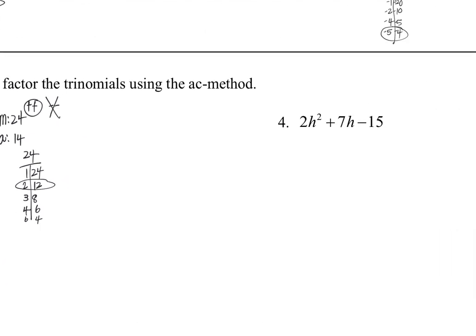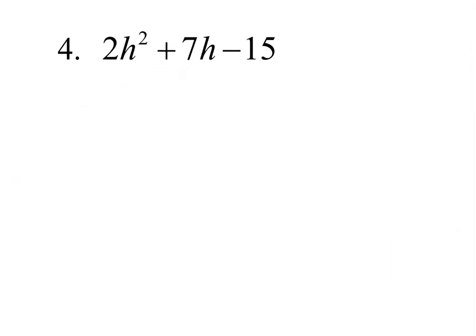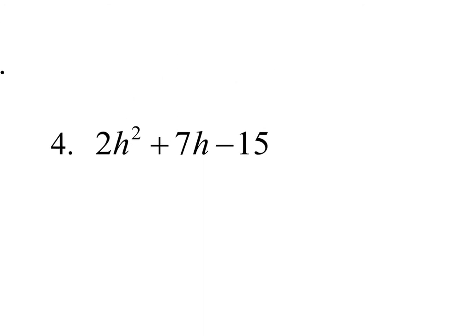Okay, so now 2h squared plus 7h minus 15. Look for GCF first. No GCF. Okay, 2h, 7h, 15. Can't take out an h. 2, 7, 15 don't have anything in common. So multiply a and c together. That's negative 30. So you're looking for the things that multiply to give you negative 30, but add to give you 7.